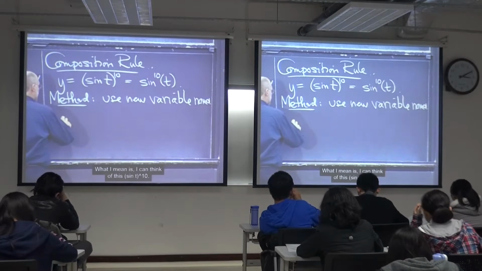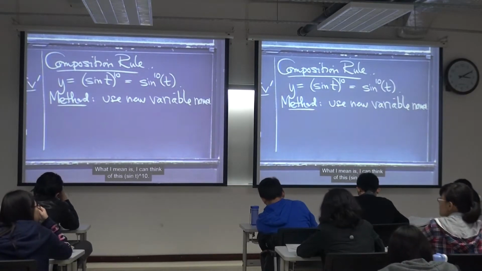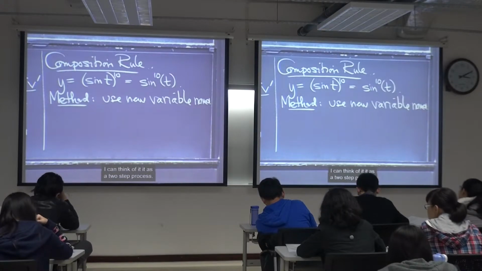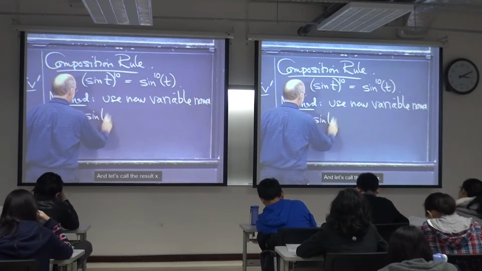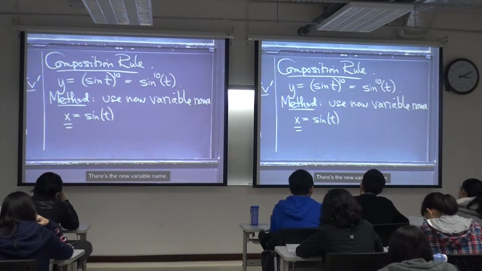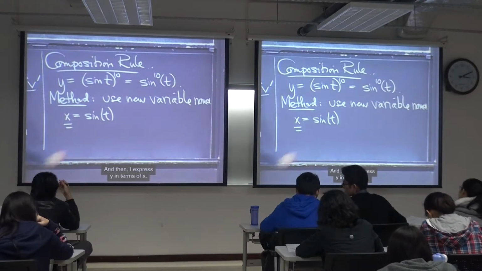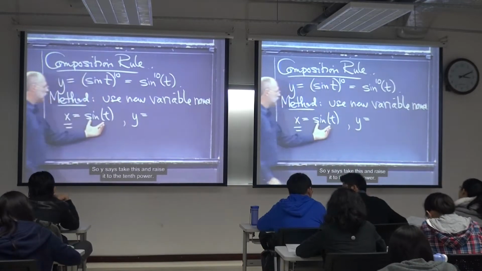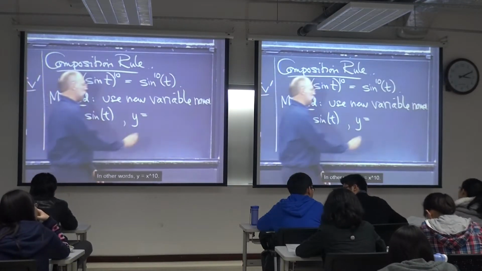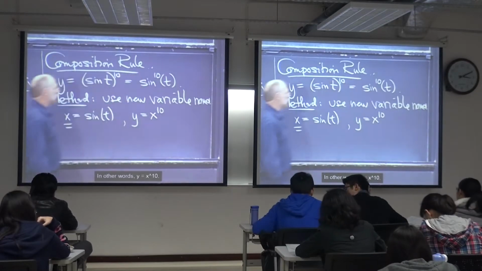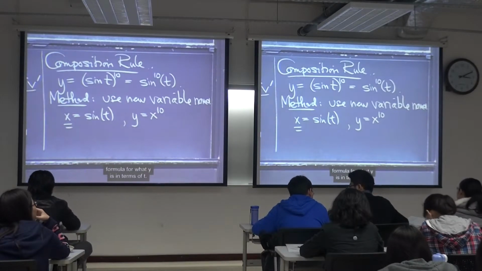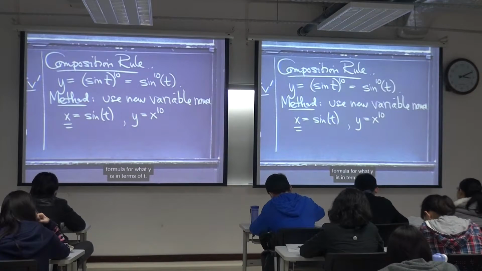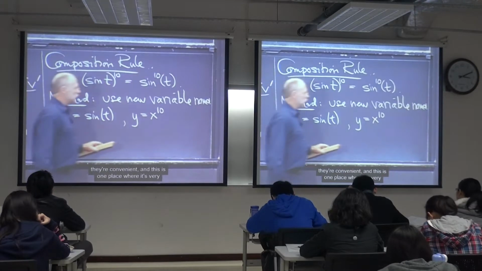What I mean is, I can think of this sine of t raised to the 10th power as a two-step process. First of all, I compute the sine of t, and let's call the result x. There's the new variable name. And then I express y in terms of x. So y says take this and raise it to the 10th power. In other words, y is the function x to the 10th power. And then you plug x equals sine of t into that, and you get the formula for what y is in terms of t. So it's good practice to introduce new letters when they're convenient, and this is one place where it's very convenient.